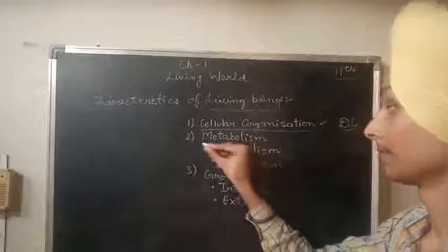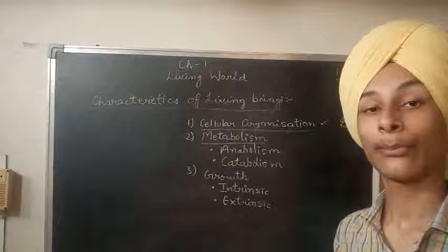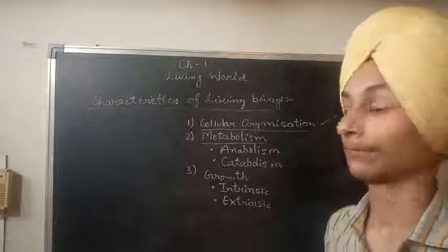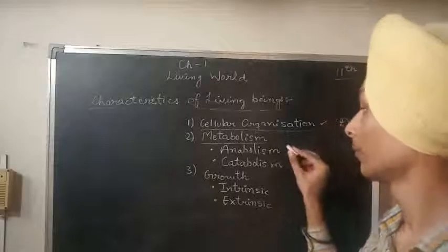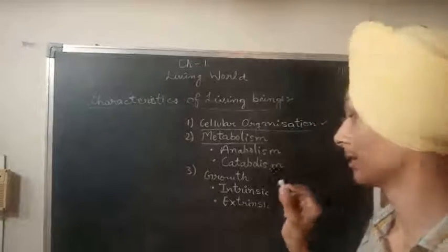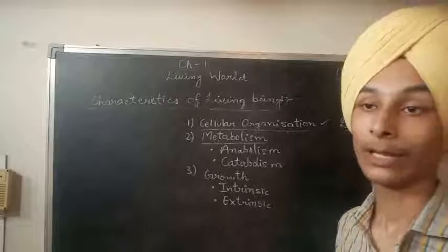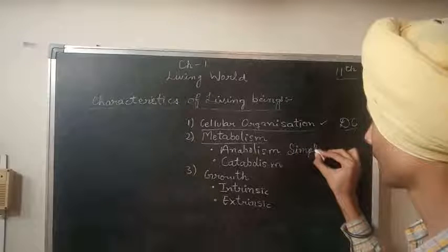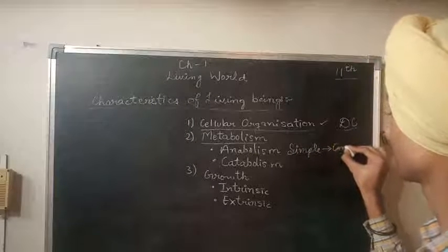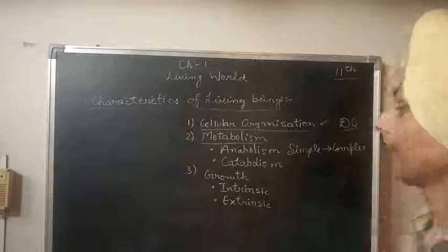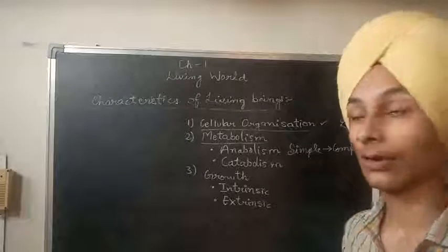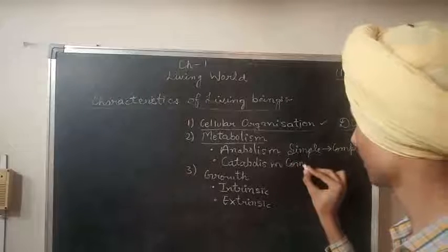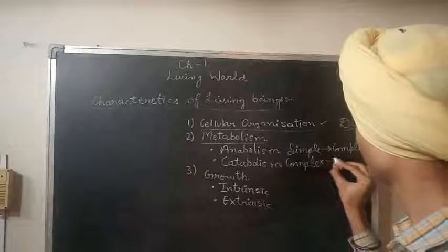Next is metabolism. Metabolism means the sum total of all chemical reactions that occur in a living organism. Clear? Metabolism is of two types, that is anabolism and catabolism. Anabolism means building up reactions from simple ones to complex ones. And catabolism is just the reverse of anabolism, that is breaking up reactions from complex ones to simple ones.